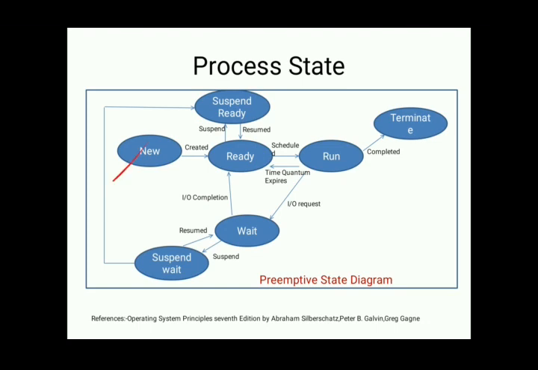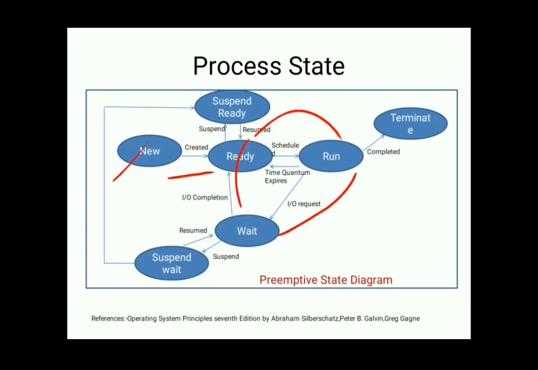So this is the new state, where the process is created, and after creating, the process is moved to the ready state. In the ready state, they wait for some time for their turn, so that they can be executed in the CPU. And when the CPU is free, that process is moved to the running state for its execution. And if that process wants some input output work, such as printing, it has to move to the wait state. And again, if it completes its input output task, it is moved to the ready state.